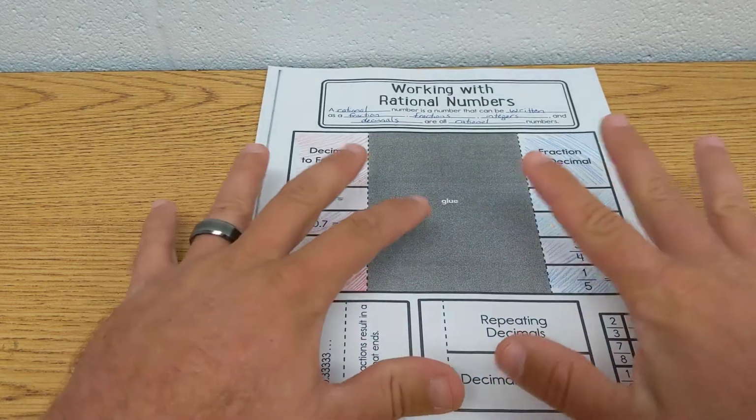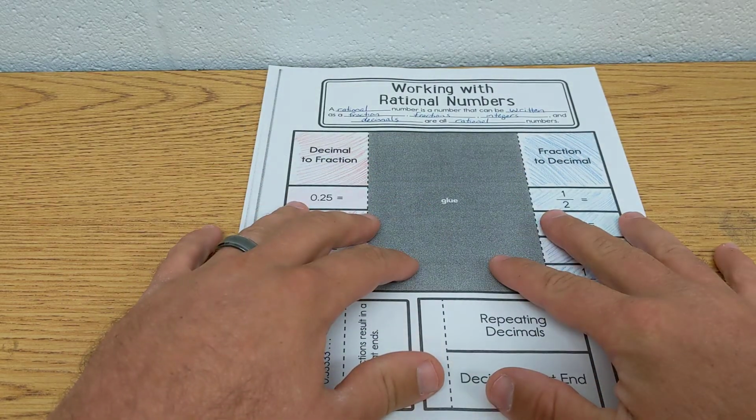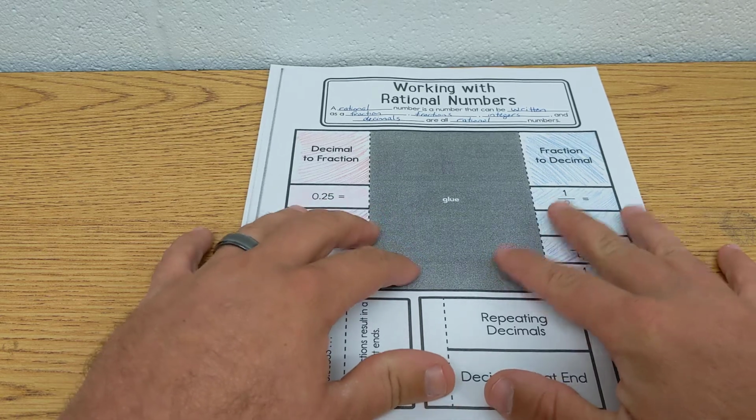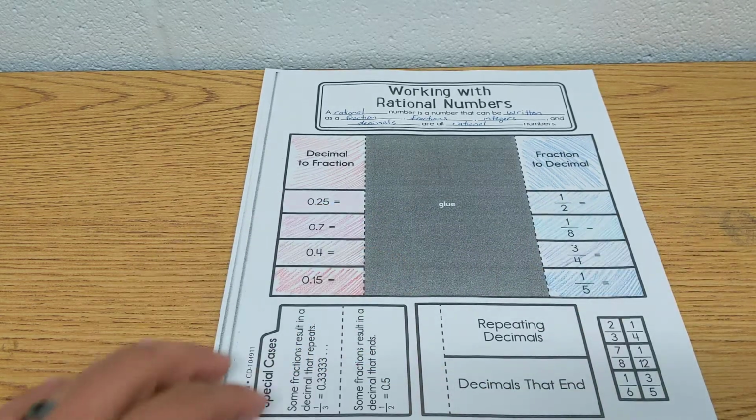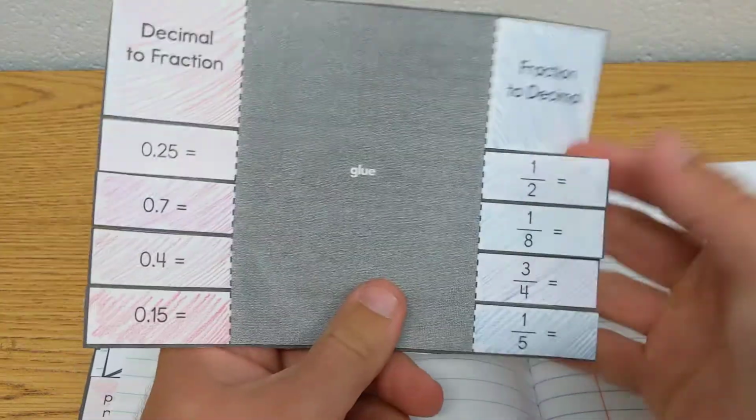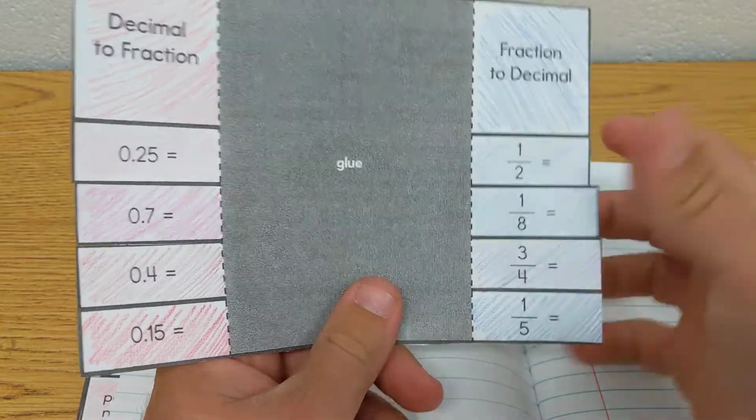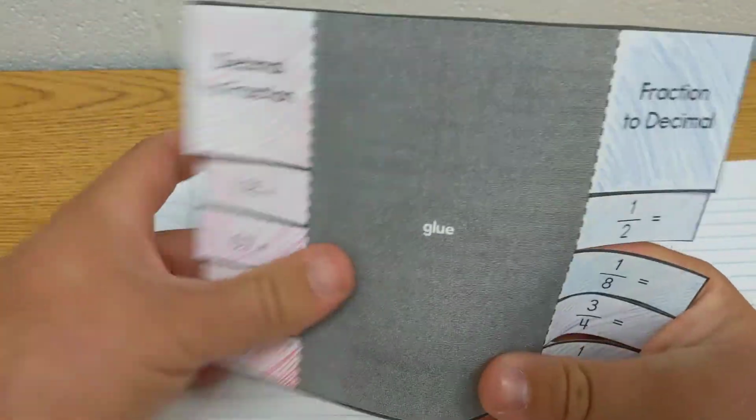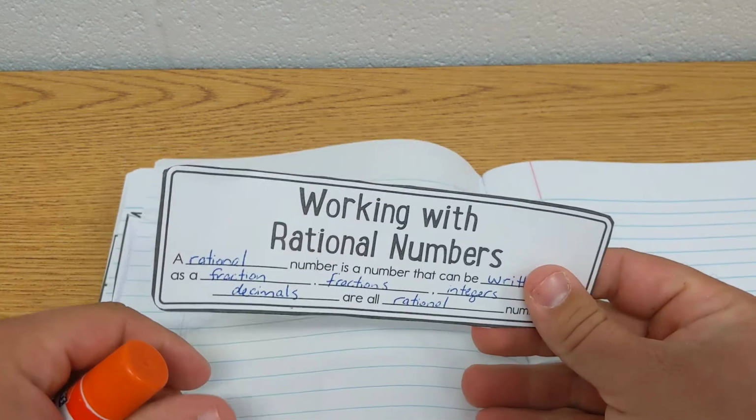I'm going to cut this out, and I'm going to show you how this is going to go into your math journal. So hang on just a second. I have everything cut out here. Here's the main part, and I've cut out all the dark lines like we're supposed to. The first thing we do is place our header at the top.